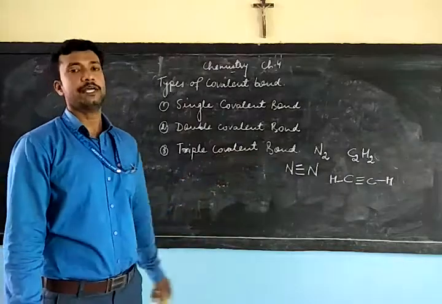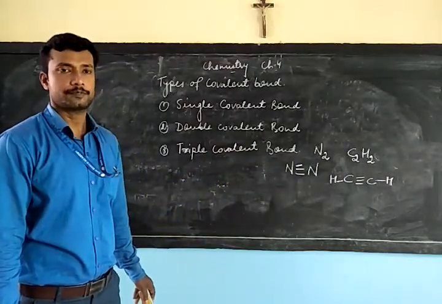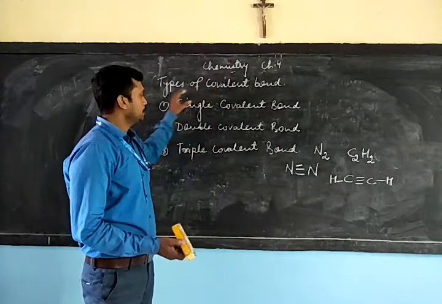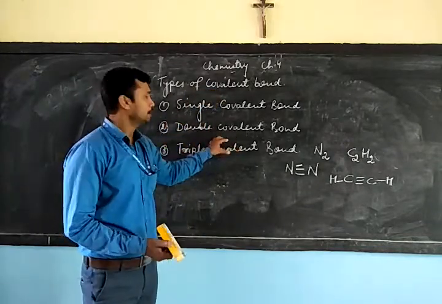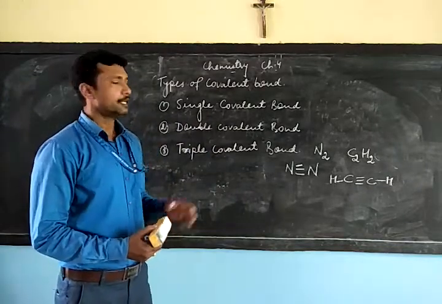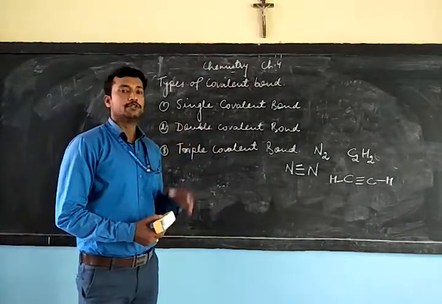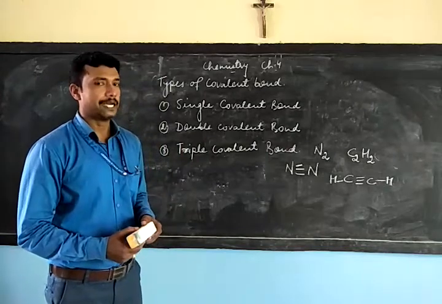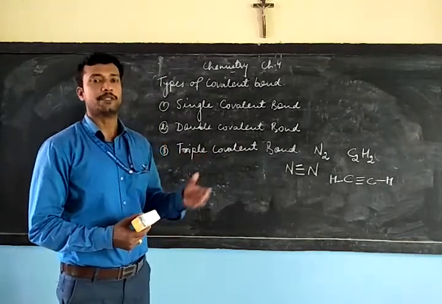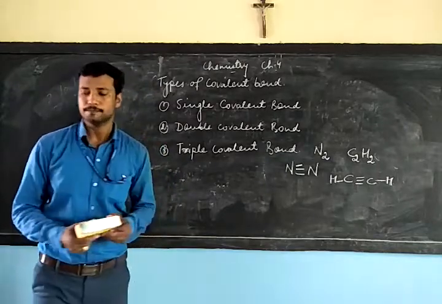So we have these 3 types of bonds. One is single bond or single covalent bond, then we have double covalent bond, and the third one is the triple covalent bond. Let us now see, using electron dot structure, to understand how these different number of bonds exist between the combining atoms.